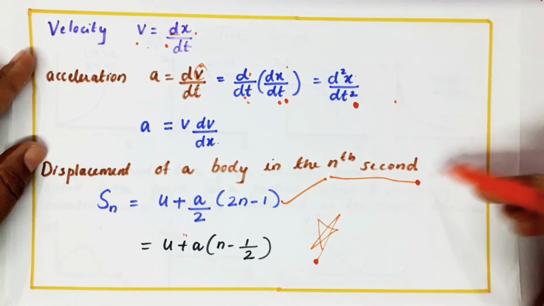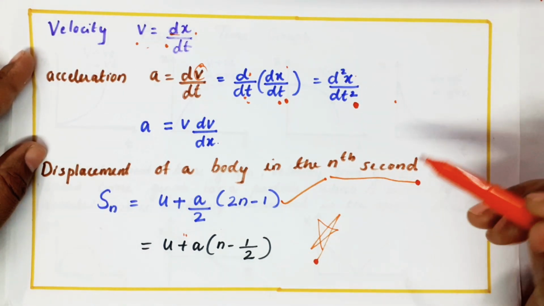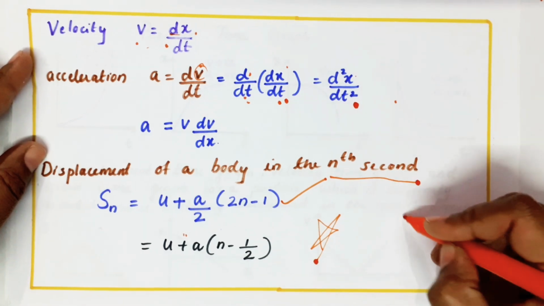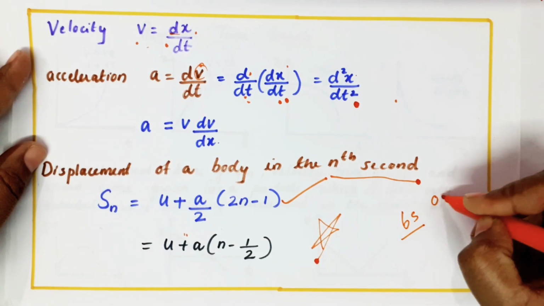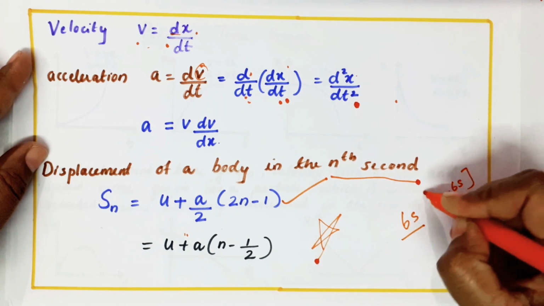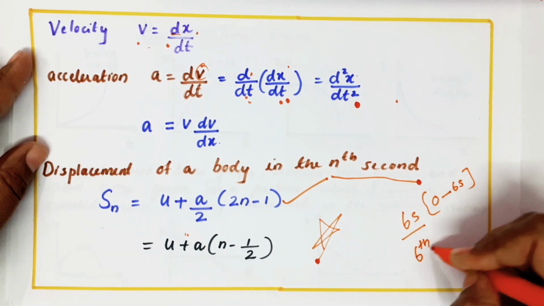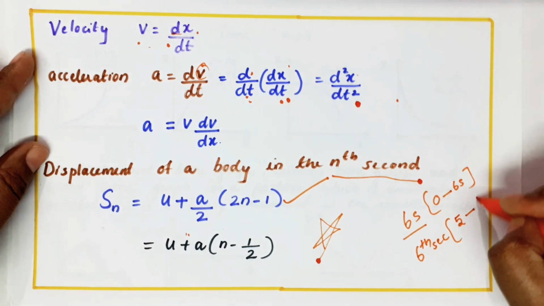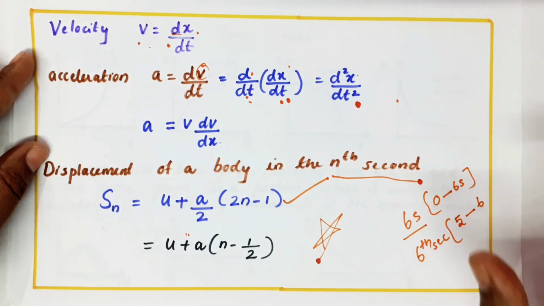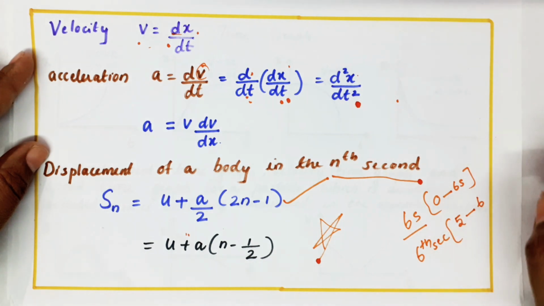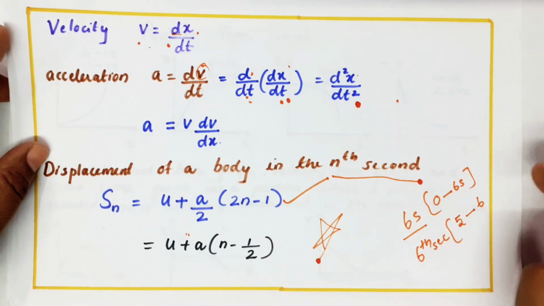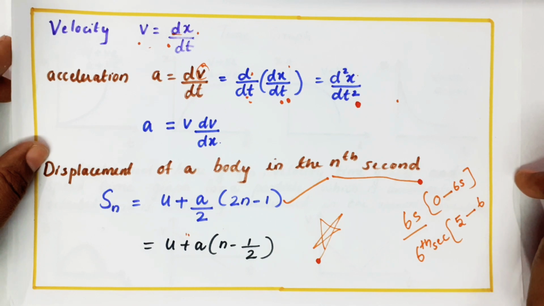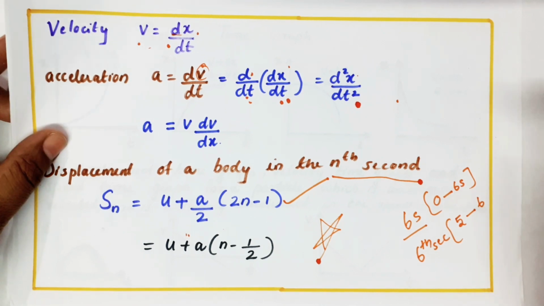What is the difference between n seconds and the nth second? 6 seconds means total, 0 to 6 seconds is the meaning. But what is the meaning of the sixth second? Sixth second means it is between 5 seconds and 6 seconds. In that interval, what is the displacement? That is called the displacement of the body in the nth second. They will give the 10th second, 6th second, 13th second.